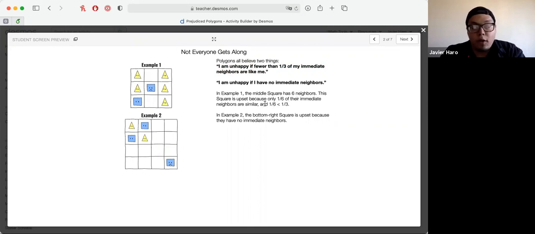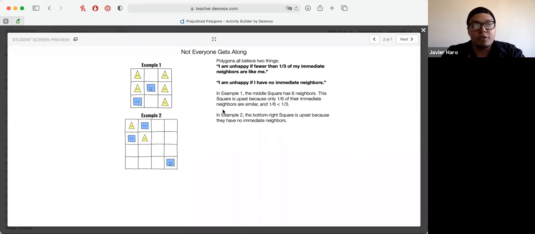So we want to make them all happy. We want to make all the squares and all the triangles happy. So in that example, that's why this middle one is not happy. And if we take a look at this second example, all the triangles and squares up here are happy, they're okay. But this bottom one down here is unhappy because it has no neighbors.